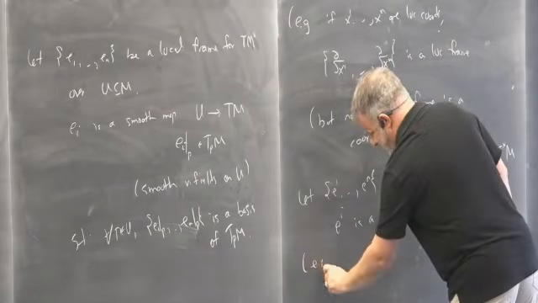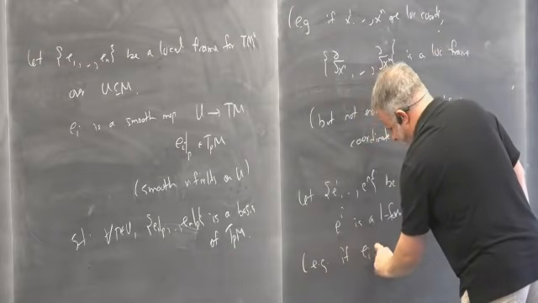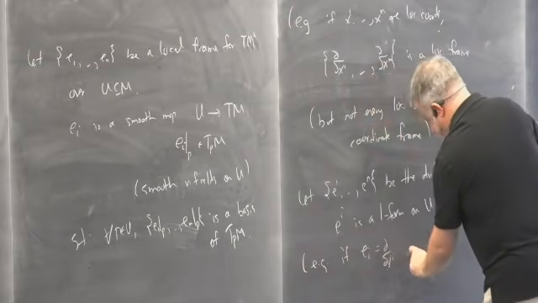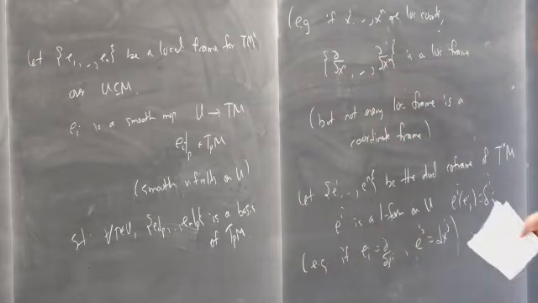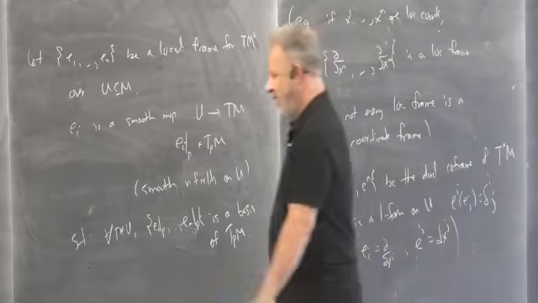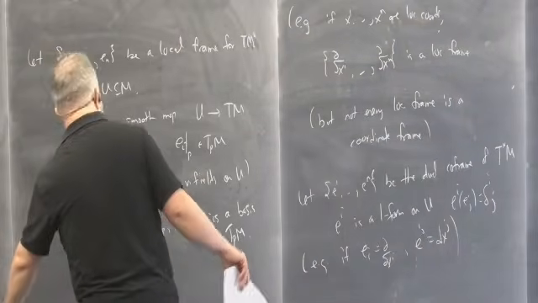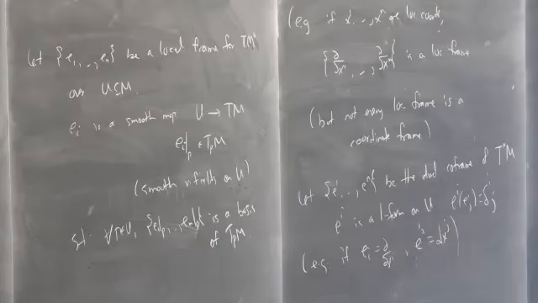For example, if the e_i are a coordinate frame, then the e_j are the ∂/∂x^j. Okay, but it doesn't have to be. Now, if we have a local frame, that means we can write with respect to such a frame the Riemannian metric as g_ij e^i tensor e^j.